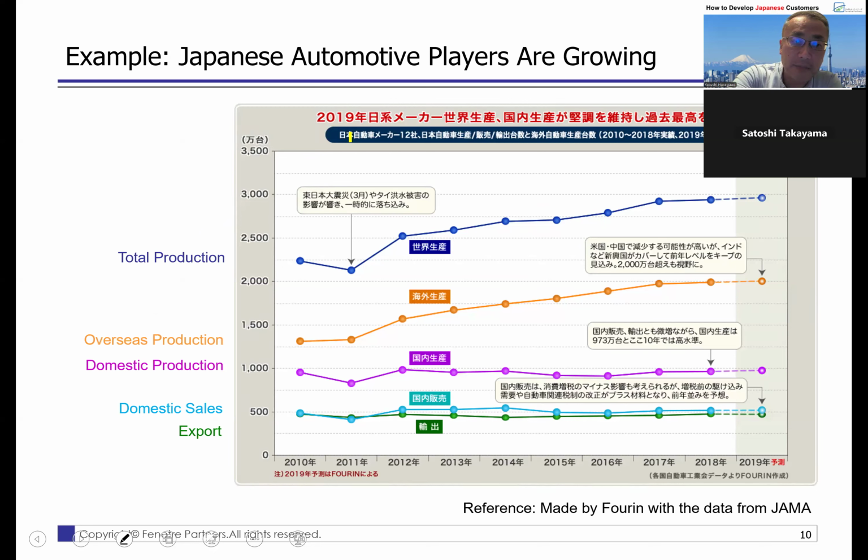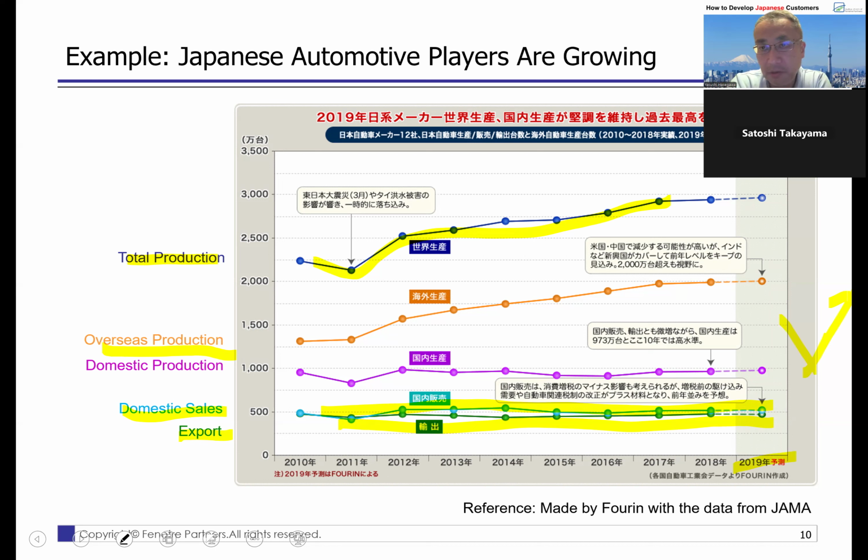So domestic sales are almost flat. However, we have almost the same figure for export. So half of the cars made in Japan are exported to other countries. And also, Japanese automotive companies are expanding their factories all over the world, overseas production. As a result, total production is growing steadily. The figure is somewhat old. After 2019, COVID hit, it dropped, but now it's recovering.